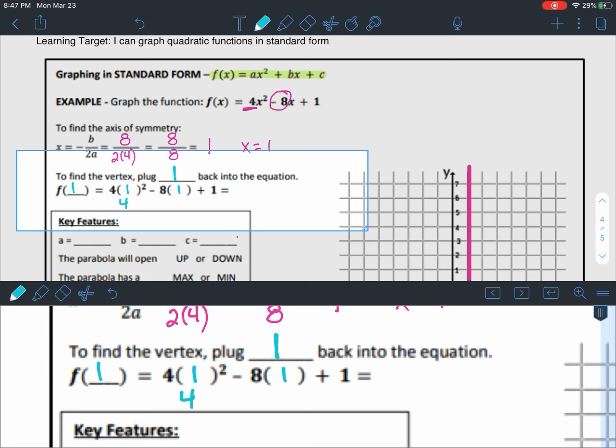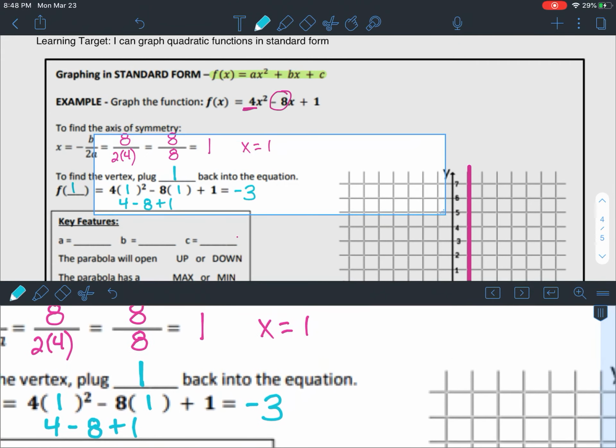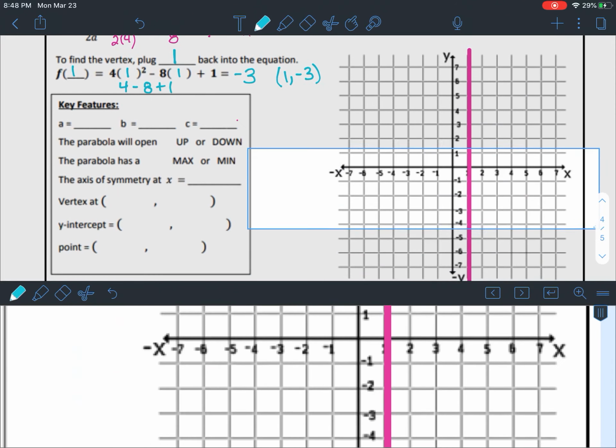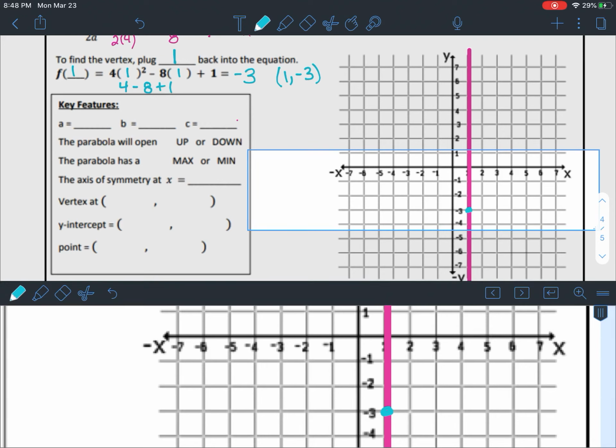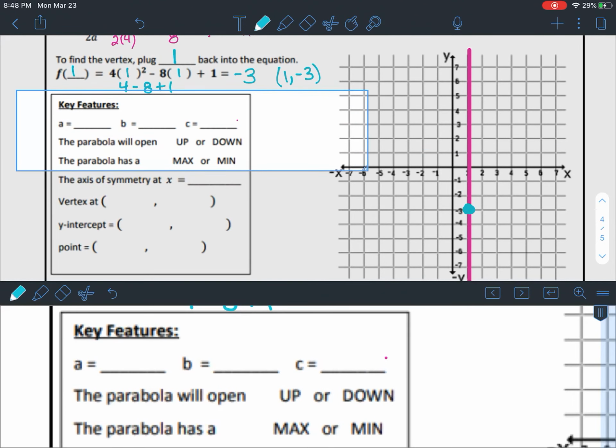So when I do this, I have 1 squared is just 1. And 4 times 1 is 4. Minus 8 times 1, which is negative 8. Plus 1. So if I do a little bit further math, 4 minus 8 is negative 4, and then negative 4 plus 1 is negative 3. So this tells me my point. My x value was 1, and I got a y value of negative 3. So I can go ahead and plot that on my graph. I can go over to 1, and then down to negative 3, and my vertex is going to be right there at that blue point.